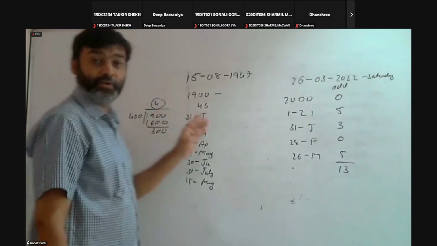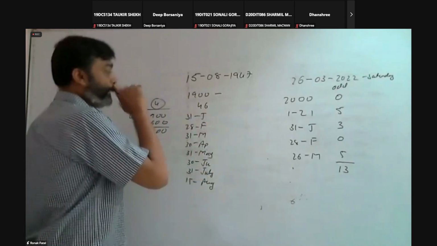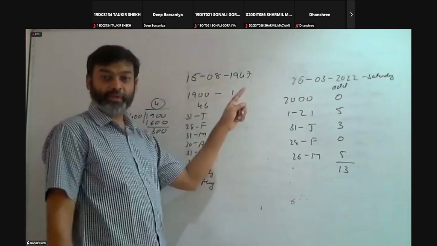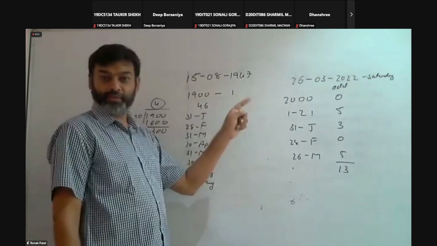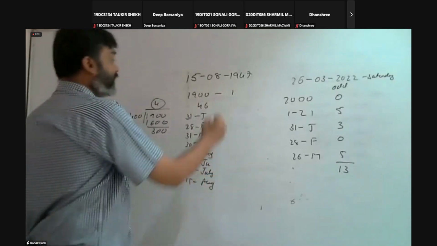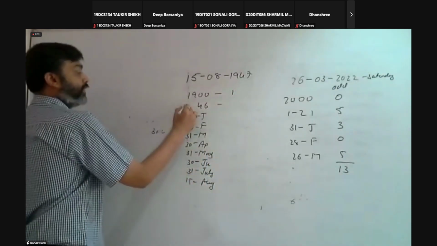It means from 1600 onwards, 300 years are left. And every 300 years there is one odd day. I've given the groups: 100 years is 5, 200 years is 3, 300 years is 1 odd day. Now 46, how to calculate 46? This is 1 to 46 years.